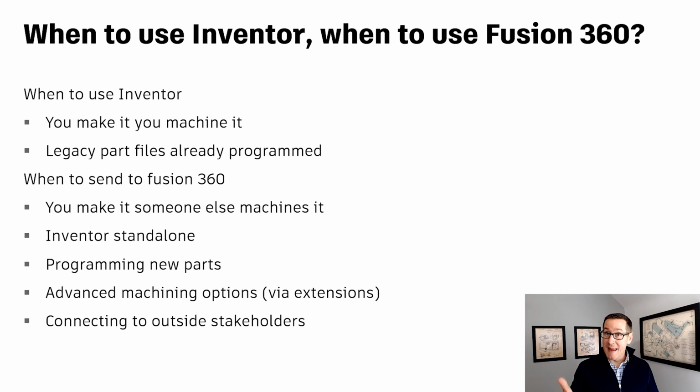Maybe you make it, but someone else machines it. Maybe you're sending it out to a job shop down the street or around the world. They're using Fusion 360. That's a great reason to do that because it's a great way to get them the file. Secondly, maybe you're using Inventor Standalone. Inventor Standalone does not have CAM capabilities. So you would need the collection, and you could use Send to Fusion to get that data to someone that has Fusion to then generate the toolpaths.